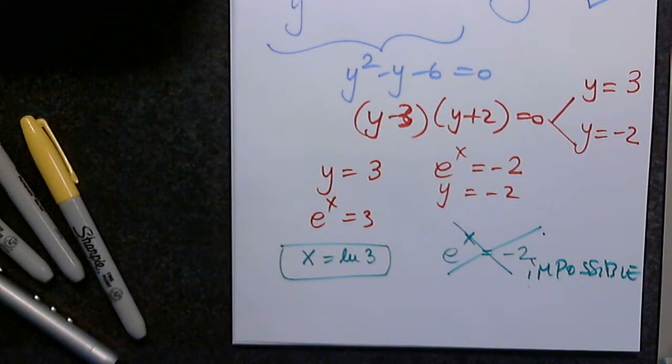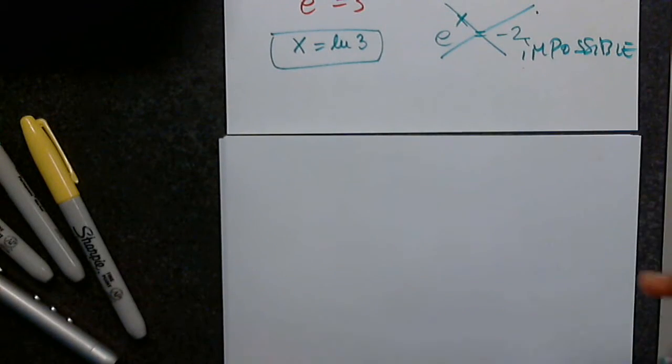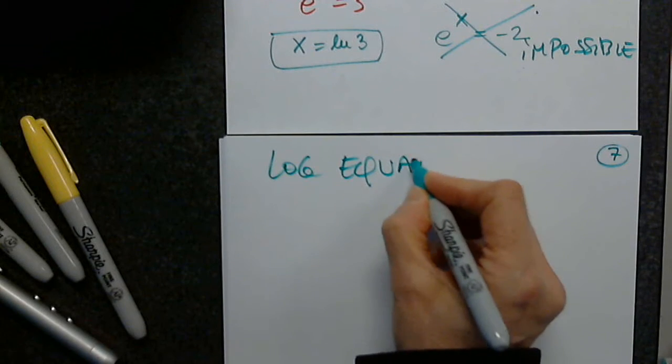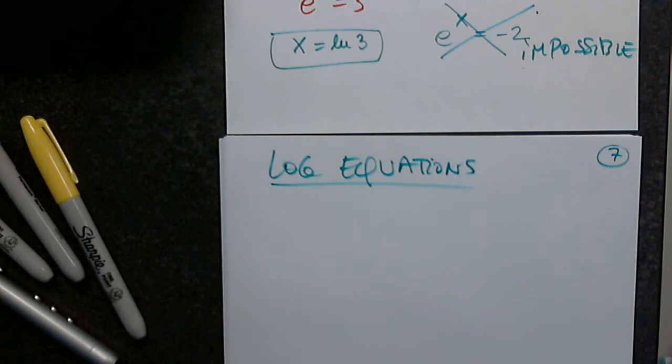Okay, let's move on to logarithmic equations now. Log equations are not as friendly as exponential equations. Why? Because log is not a friendly function. Why? Because log is not defined everywhere. Restrictions. Exactly.